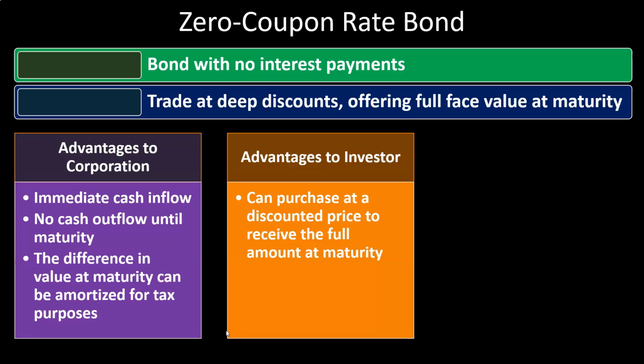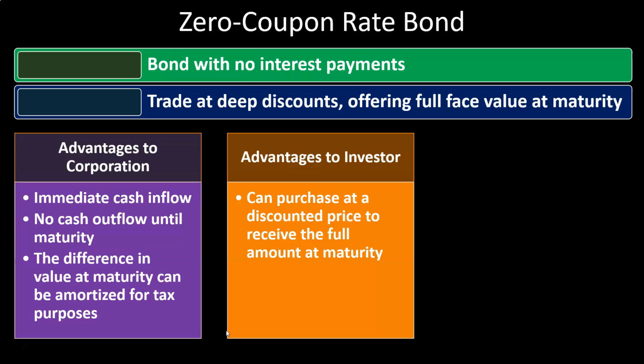Advantages to investors: you can purchase at the discounted price to receive the full amount at maturity. So on the investor side of things, you might be saying, hey, look, I'm doing a long-term investment. I would like to basically just get the full amount at the maturity point, and that means I'm going to invest at this time and I'm going to put less money in because I get to purchase it at a steep discounted amount because I'm not requiring the interest payments. I just want to get the payment at the end.